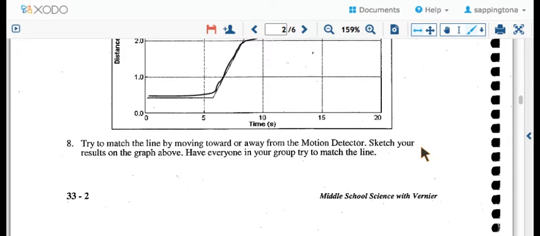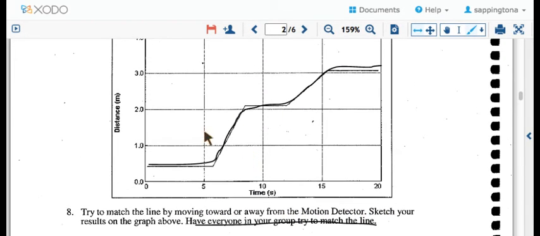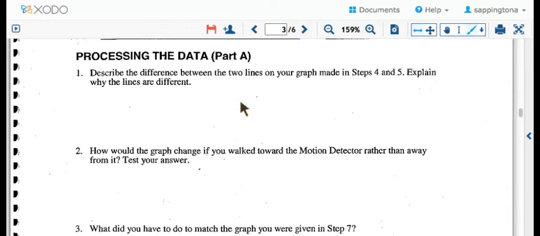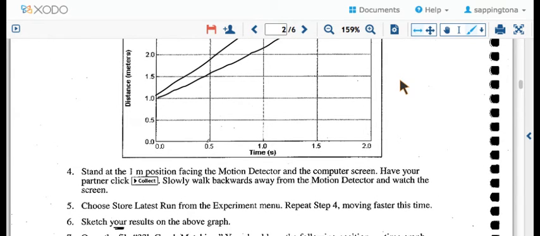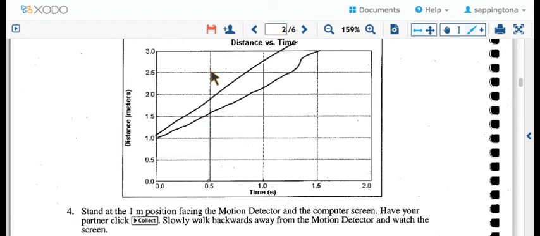Then have everyone in your group try to match the line, and you will draw your own data on this graph. Then describe the difference between the 2 lines you made on your graph in steps 4 and 5. Please make sure that you're on the right steps when you do that. 4 and 5 refers to this first graph and these lines up here.